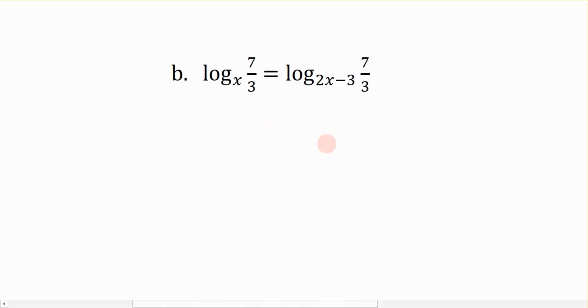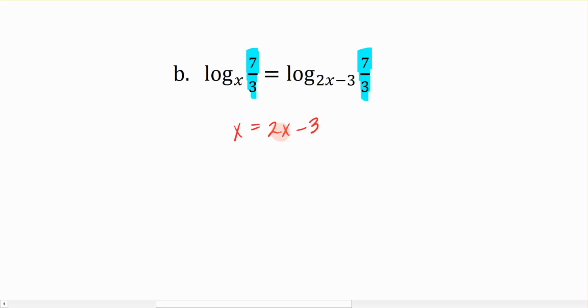Let's look at this example. This one says I have log base x of 7/3 equal to log base 2x minus 3 of 7/3. The argument in each of these logs is 7/3. Since the argument in both cases is the same, we can take the base of each log and set them equal to each other. So x is equal to 2x minus 3.